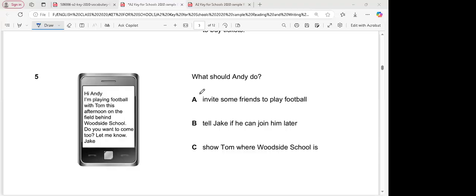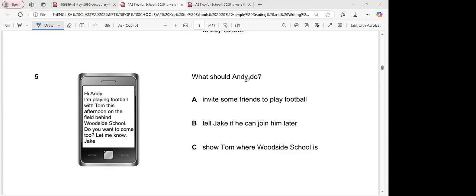Hope you are finished. Number 5. Hi, Andy. I'm playing football with Tom this afternoon on the field behind Woodside School. Do you want to come too? Let me know, Jake. Hi, Andy. I'm playing football with Tom this afternoon on the field behind Woodside School. Do you want to come too? Let me know, Jake. What should Andy do?